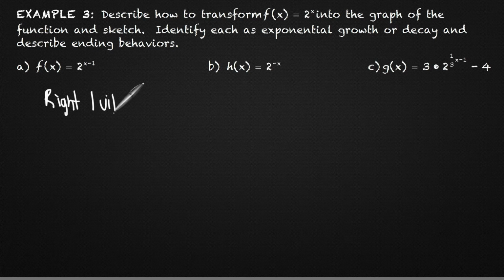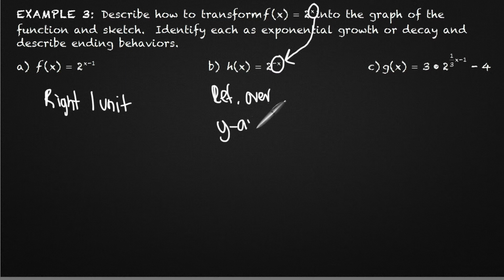So that's pretty much a no-brainer there. All right, so let's go on to the next one. 2 to the negative x. Well, if you remember, as I said earlier, when you replace the x with negative x, that is a reflection over the y-axis. Now remember, it would be a reflection over the x-axis if I multiplied the outside by a negative. But it's with the x.